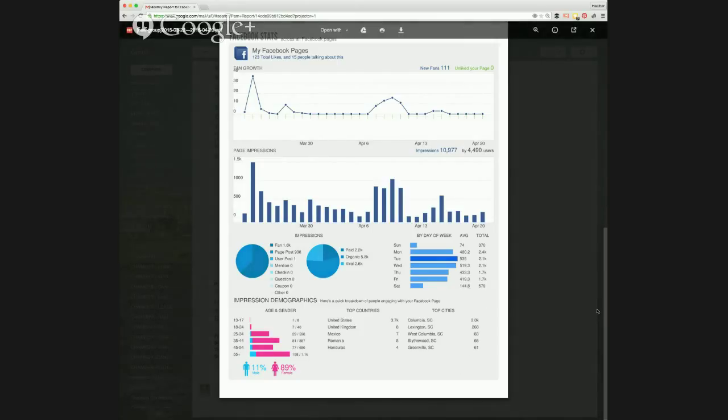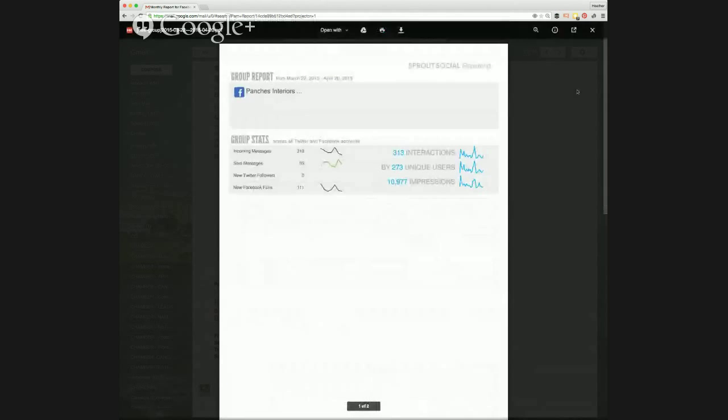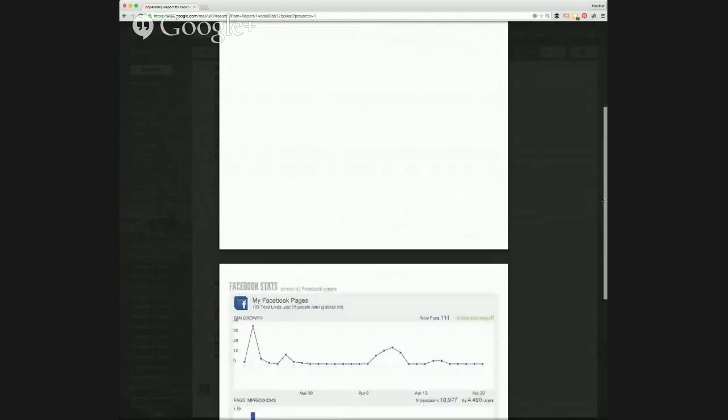I like these reports because they're fairly user-friendly to the client who may not necessarily be familiar with using these, and they'll then be able to track on a monthly basis the growth for their brand and for their business.